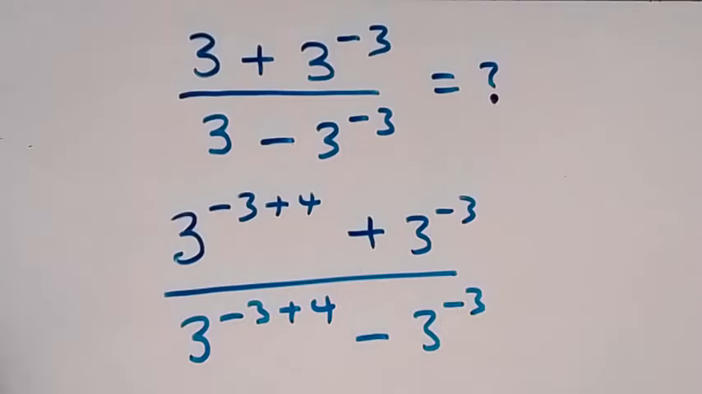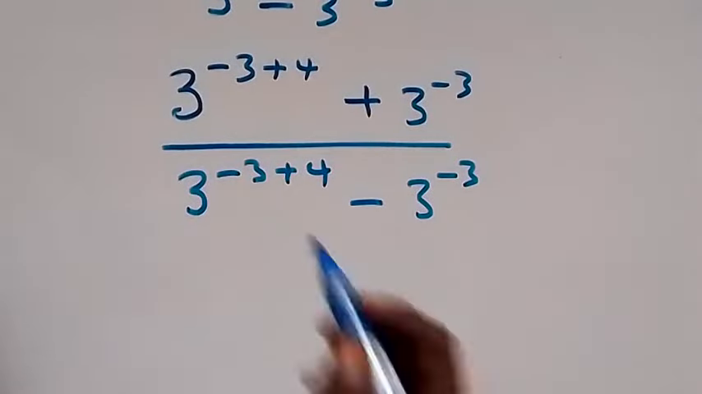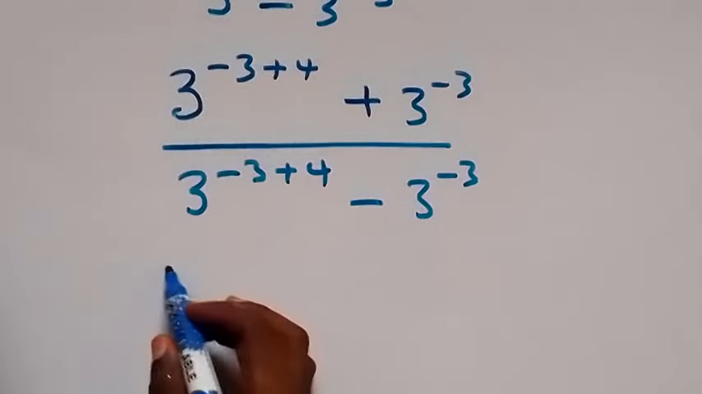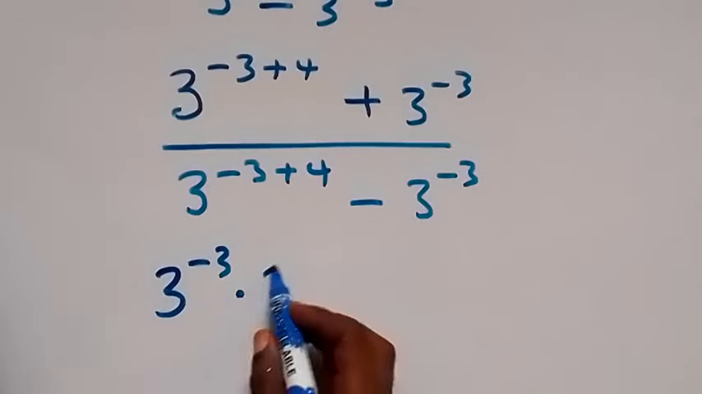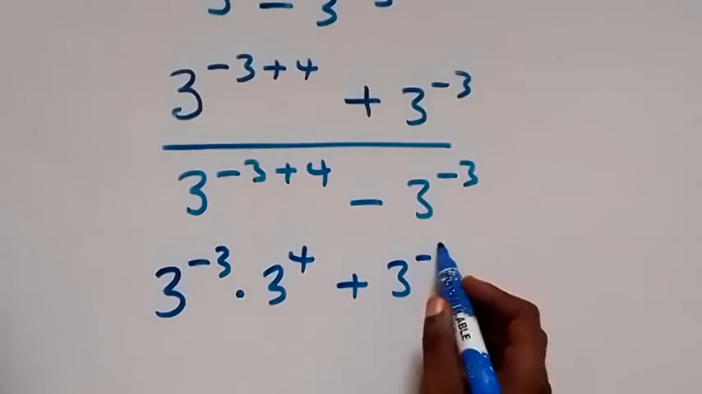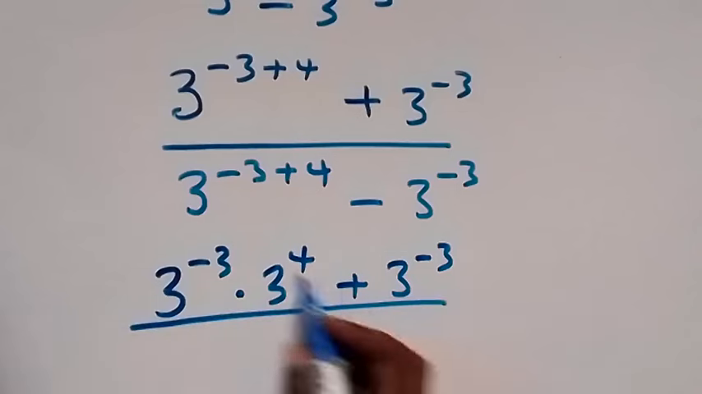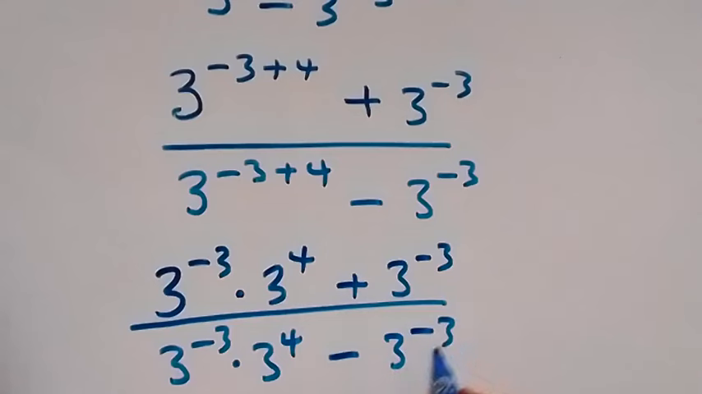Then from the law of indices, we can rewrite this and separate it into numbers of the same base as 3 raised to the power -3 times 3 raised to the power 4, plus 3 raised to the power -3, and divided by, also here we have 3 raised to the power -3 times 3 raised to the power 4, then minus 3 raised to the power -3.